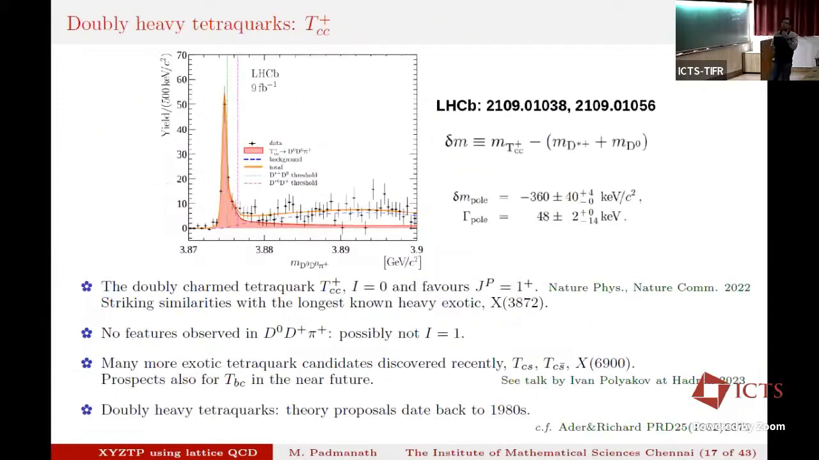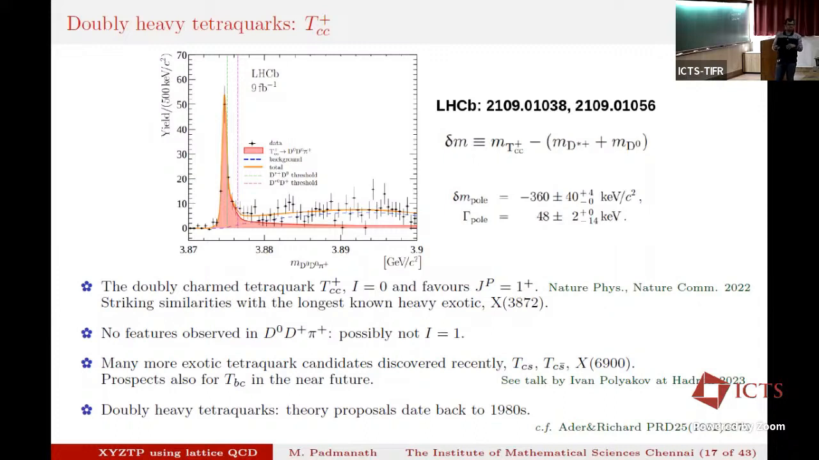We have many exotic candidates which lie very close to the threshold. This is the TCC doubly charmed tetraquark that was discovered in 2021. The vertical dashed lines are the nearby lying two-particle strong decay thresholds. So it's clear that the peak is right close to the threshold, so it's very important that we include these things. These two different thresholds correspond to two different charges.